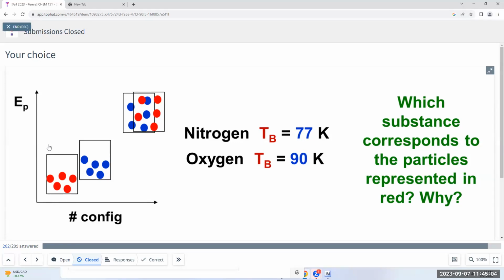Okay. And then on the other hand, when it comes to liquid, you see a clear difference. The clearest difference is the potential energy. Which particles have a lower potential energy, red or blue? Thank you. Red has a lower potential energy. That means it has stronger attractive interactions or weaker attractive interactions? Thank you. Strong attractive interactions. If you have strong attractive interactions, should it have a higher boiling point or lower boiling point? Higher boiling point. Okay. Out of the two substances, oxygen has a higher boiling point. Therefore, red should correspond to oxygen. That's how we arrive at the answer.